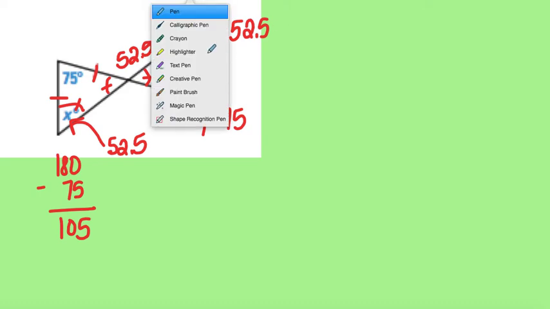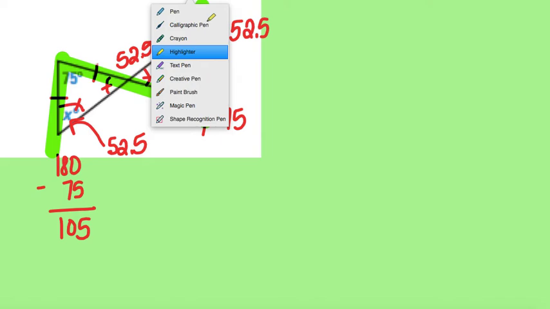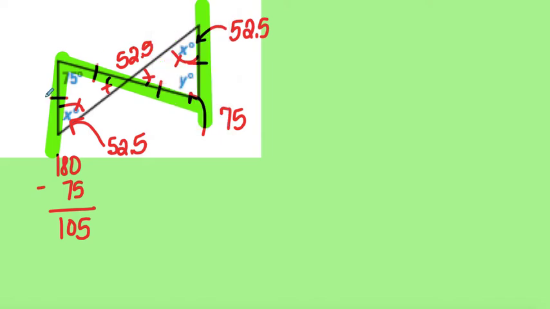Now again, what other things might be helpful to you? Well, I saw the 75 and the 75 and the 52 and the 52. They are alternate interior angles, which makes these lines parallel.